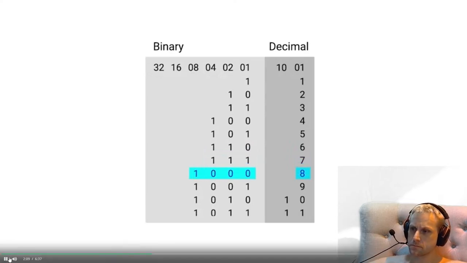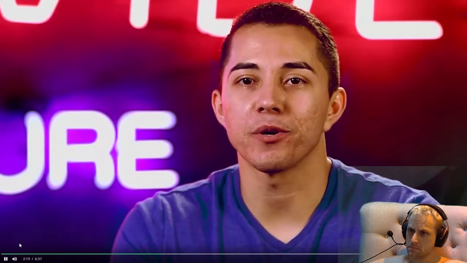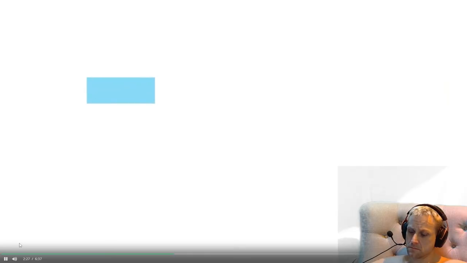It's the exact same thing we do with decimal, just with fewer numerals at our disposal. When working with various computing technologies, you'll often run into the concept of bits, or ones and zeros. There's a pretty simple trick to figure out how many decimal numbers can be represented by a certain number of bits. If you have an 8-bit number, you can just perform the math 2 to the power of 8. This gives you 256.